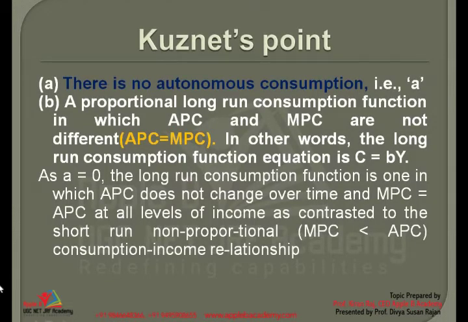So, what was Kuznets' point? Kuznets insisted on the fact that autonomous consumption is irrelevant with respect to the consumption theory in the long run. As a result, there is no concept of A or C bar.